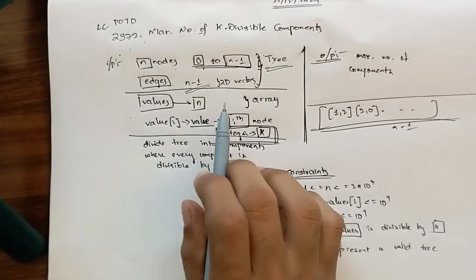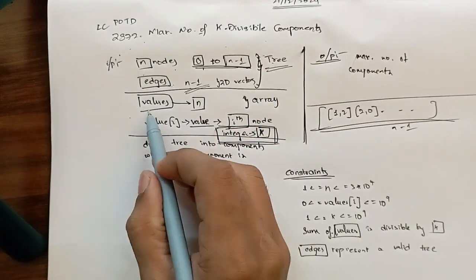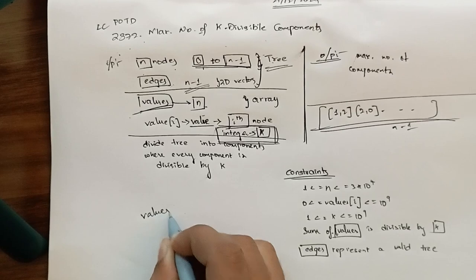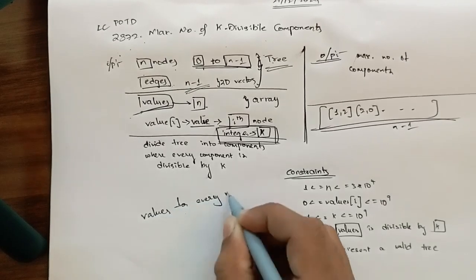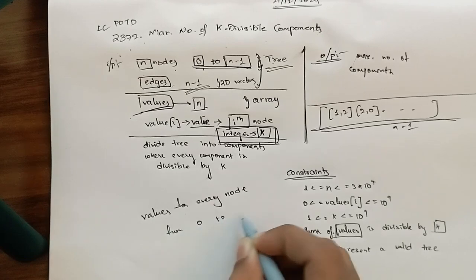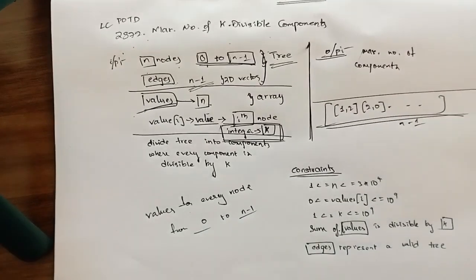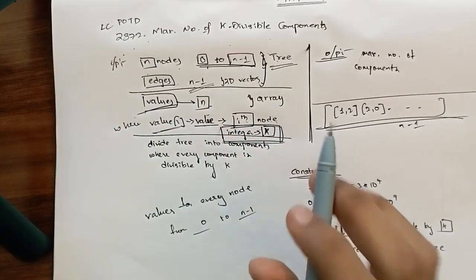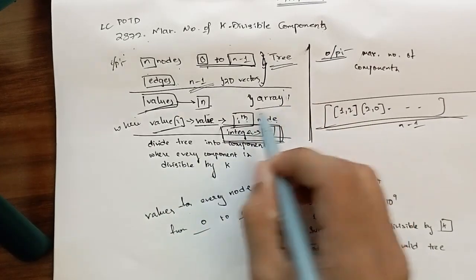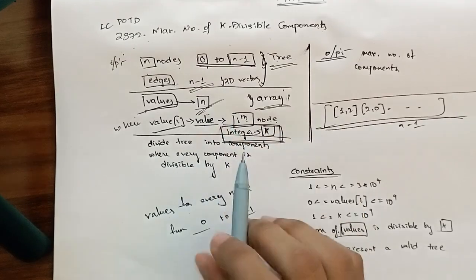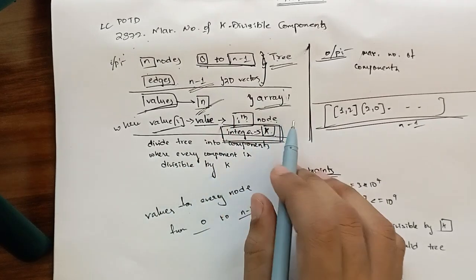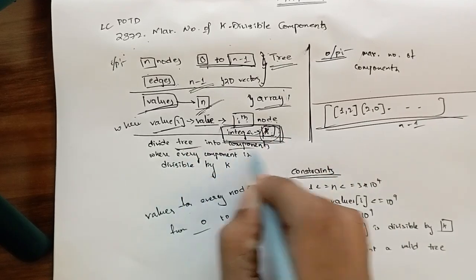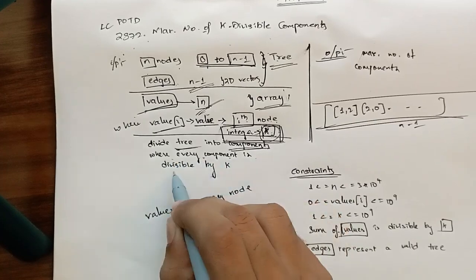Now, after that, along with the tree, we are given the values for n. That means we are given a value for every node from 0 to n minus 1, where values of i represents the value of the ith node, and this is given in an array of size n. We are also given an integer k. With this k, we need to divide this tree into components where every component's sum is divisible by k.